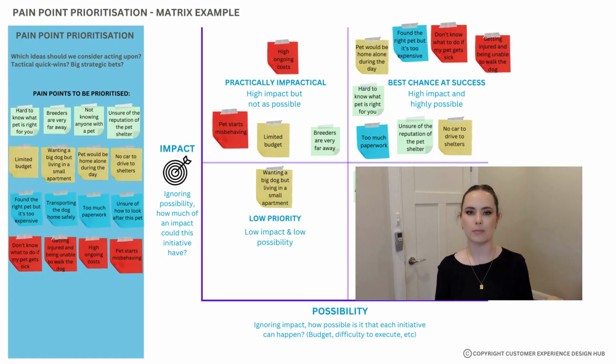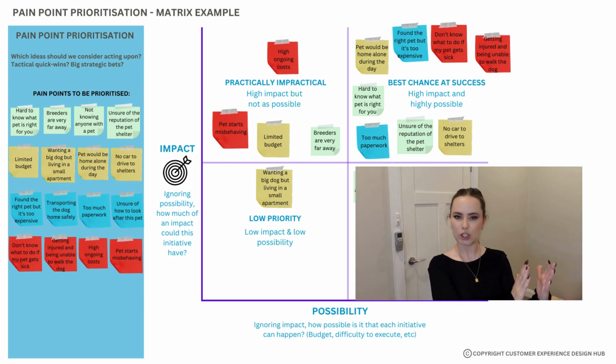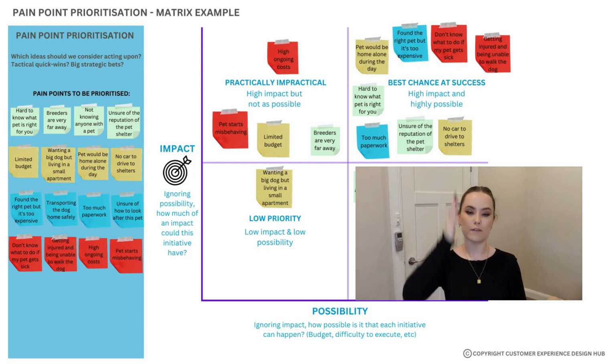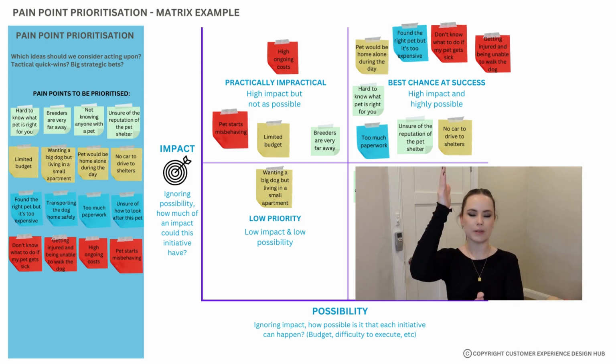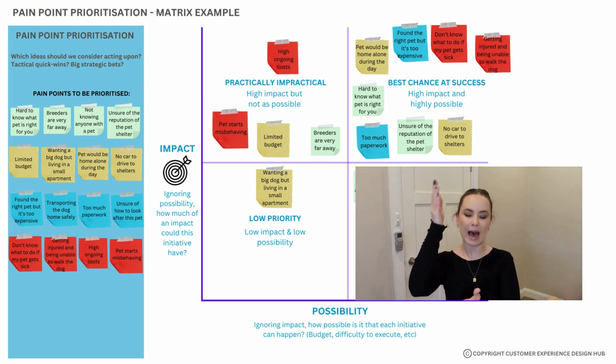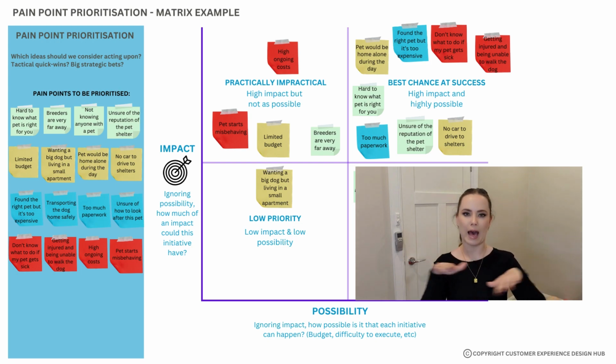So here is my pain point prioritization matrix example. In the matrix example, I've got all of the pain points in a chunk on the left. They're not in their stages, although they are color-coded, they don't need to be. And then I have a matrix. On the vertical axis, I have impact. The further up the line you go, the more impact it will have. And then I have my horizontal axis. That's possibility. How possible is it that we can actually do something about this, that we can actually change this?